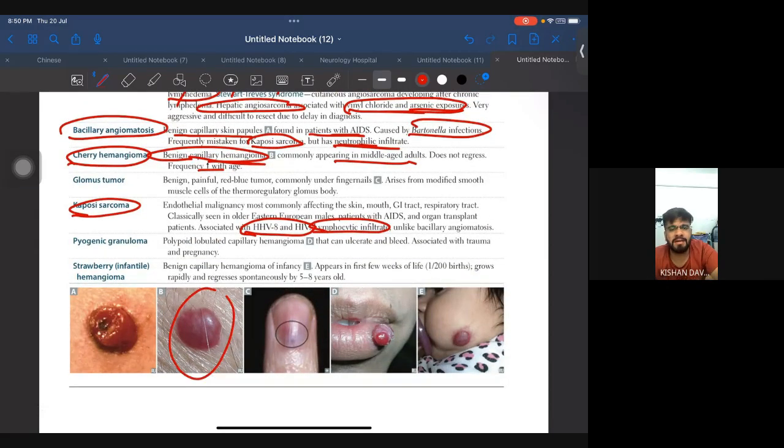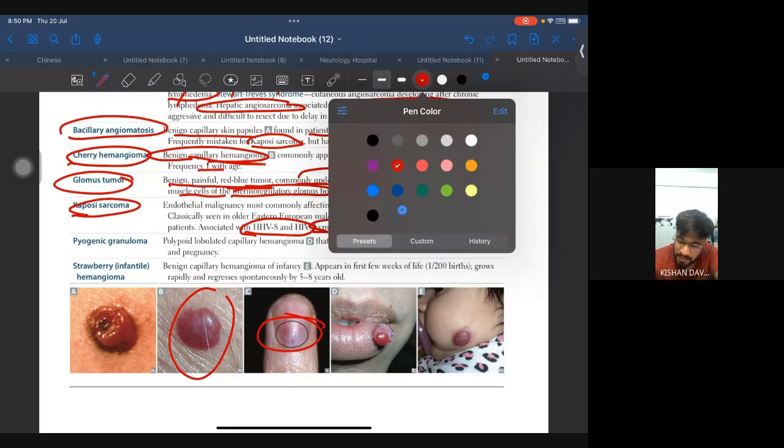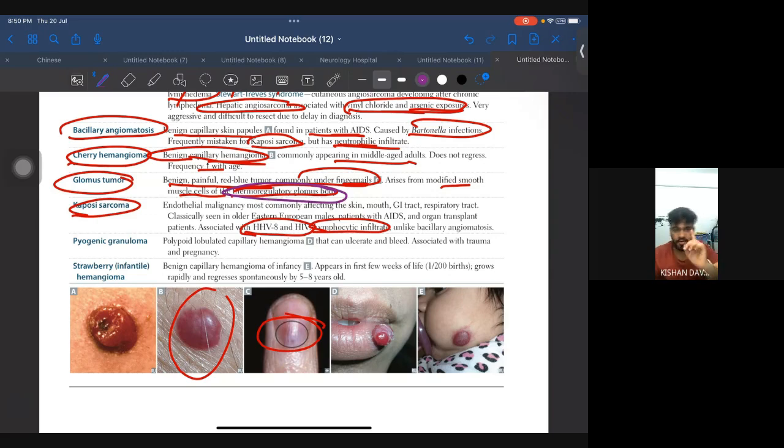They will directly show you the image, you should be able to catch it. Coming to glomus tumor, benign painful red-blue tumor commonly under fingernails. It arises from modified smooth muscle cells of the thermoregulatory glomus body. This is very important, because they will say glomus tumor and you will have to find the diagnosis. After diagnosis they will ask you what function this type of cell is responsible for. You will say thermoregulation. Glomus tumor is very important.